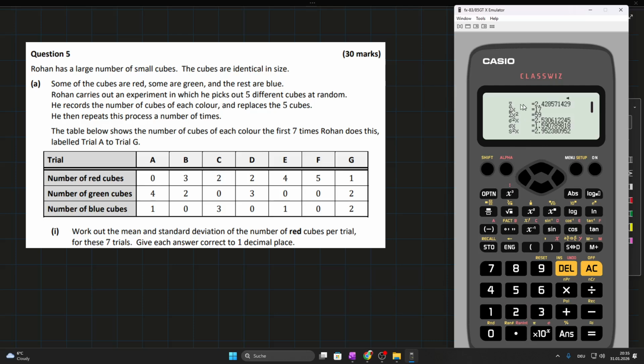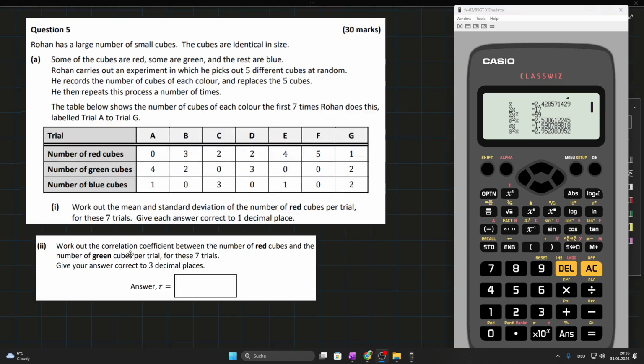So x bar is up there at the top. Might be a bit difficult to see, but x bar is what the mean is. It says to one decimal place, so it's going to be 2.4. And then the standard deviation is denoted by sigma. Sigma squared is called the variance. Sigma x there, that's going to be our standard deviation. You can see it's 1.59. So to one decimal place, we'll write that as 1.6. So the mean is 2.4. Standard deviation is 1.6. Then we have to figure out the correlation coefficient between red cubes and the green cubes.